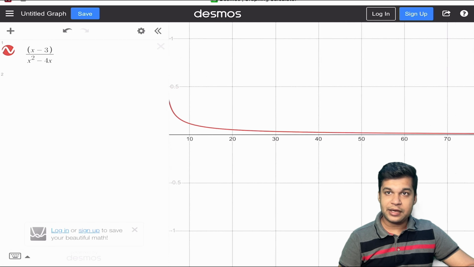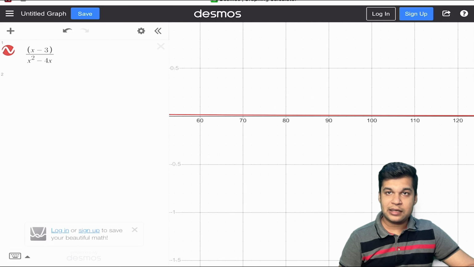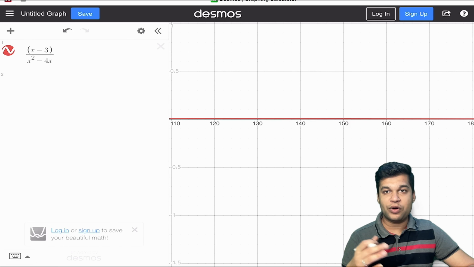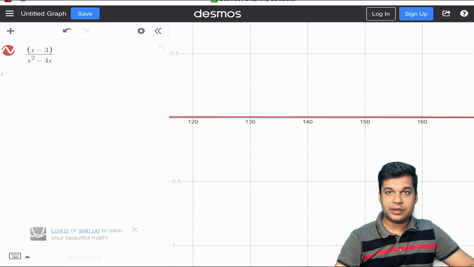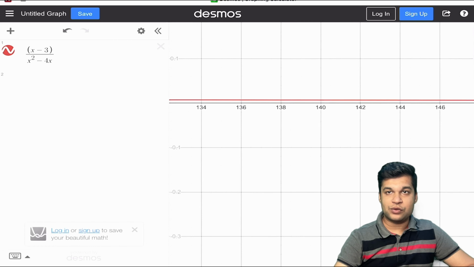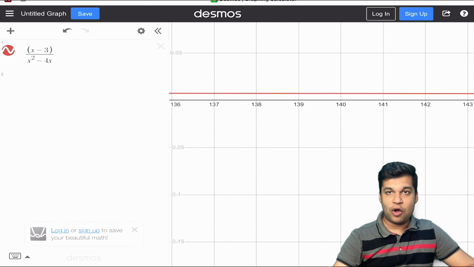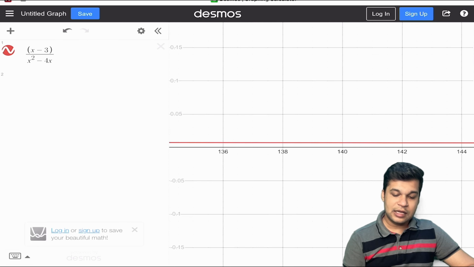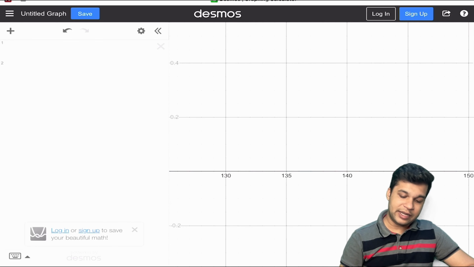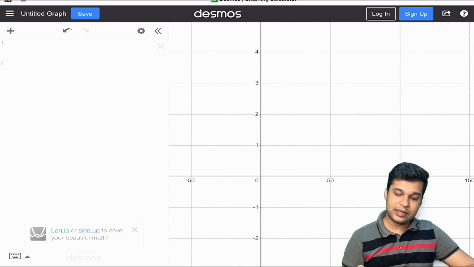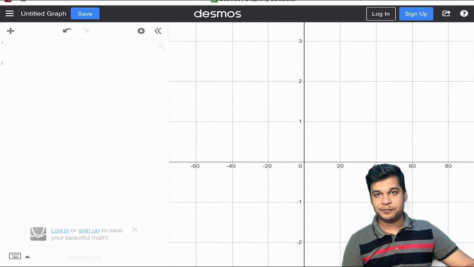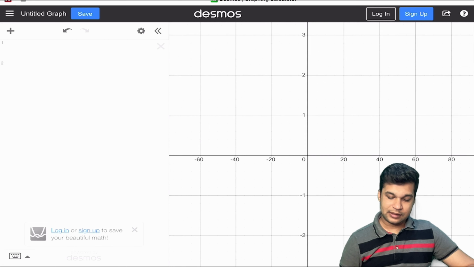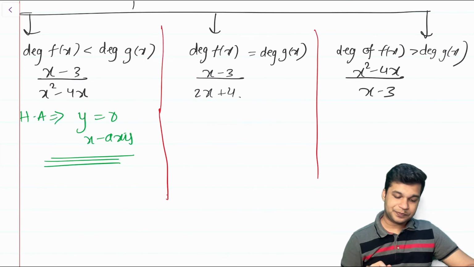I'm going towards the right, mark the x-axis. Now you will say that at x equal to 140 they have touched, but if I zoom it, observe 140, it hasn't touched the x-axis. So always remember, whenever the degree of numerator is lesser than the degree of denominator, the horizontal asymptote is your x-axis.